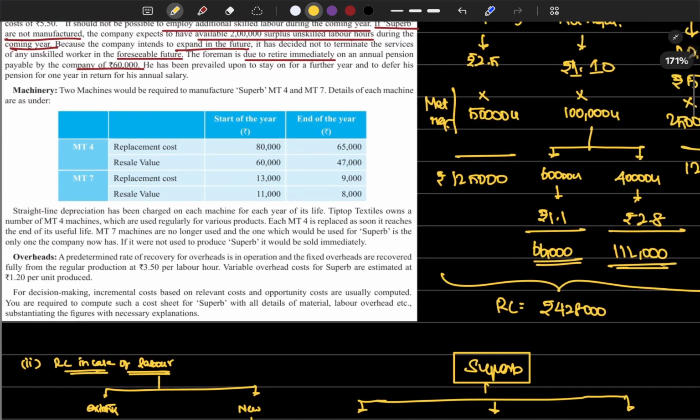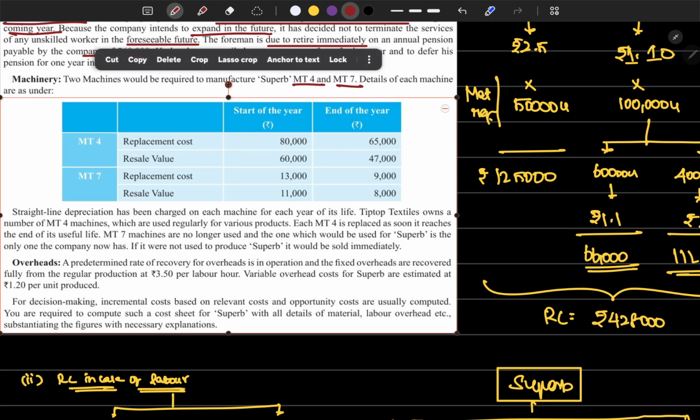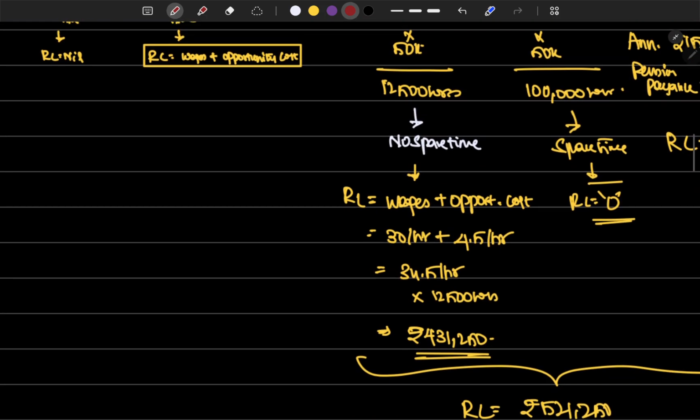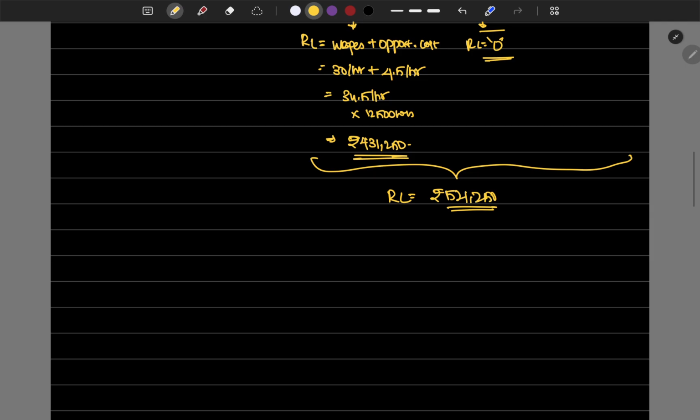Then what they have said about machinery: two machines would be required to manufacture the Superb product, which are MT4 and MT7. Details of the machines are as follows. The MT4 is there, MT7 is there. What are the logics we have to follow for machines? Relevant costing in case of machines: machine in possession, machine not in possession.